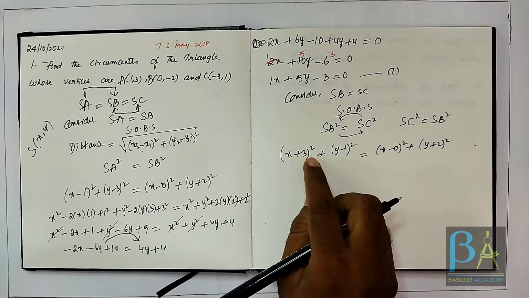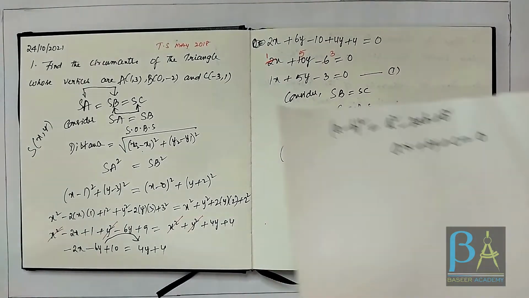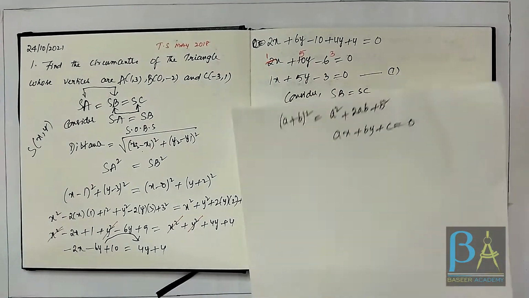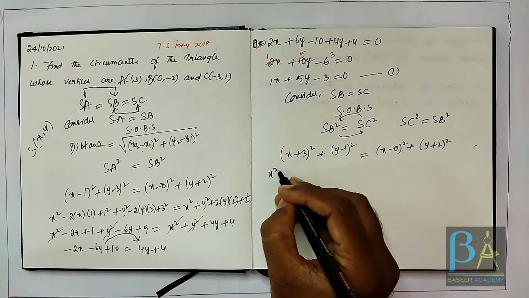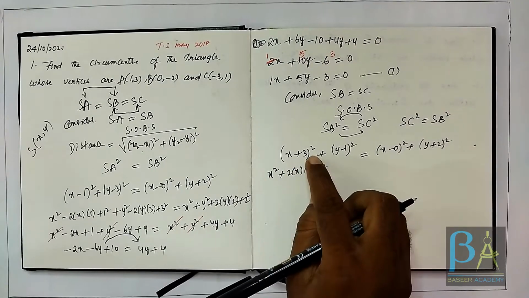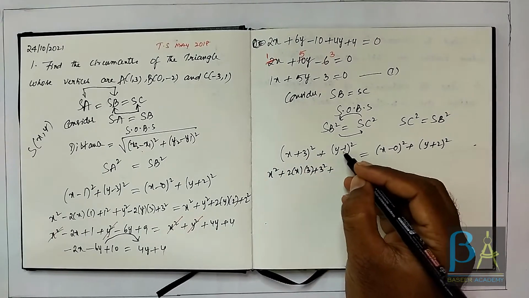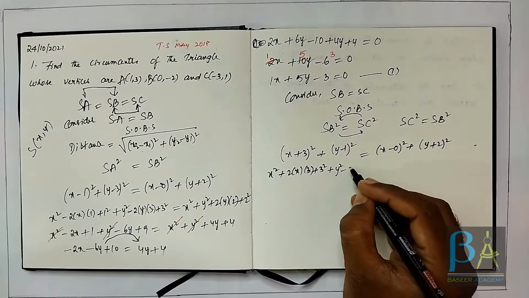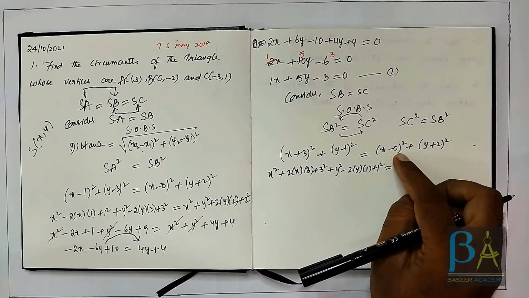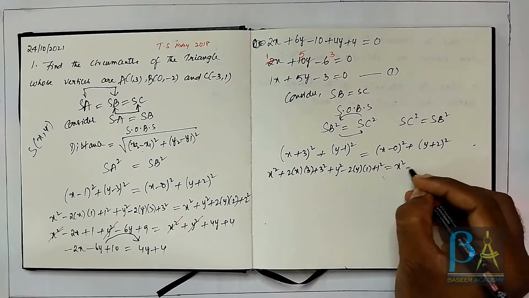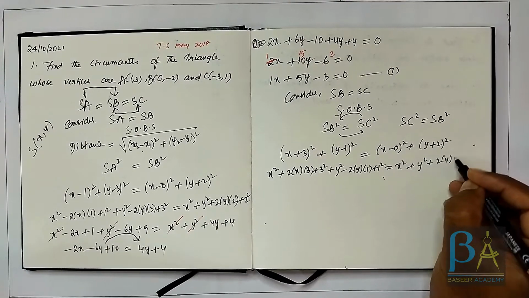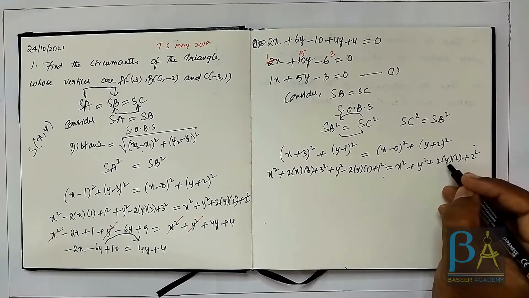Now I'm going to use the a plus b whole square formula to expand it. And what is a plus b whole square? A plus b whole square is a square plus 2ab plus b square, isn't it? Here I'm going to use the a minus b whole square formula, which is a square minus 2ab plus b square. X minus 0 is nothing but x itself, so this becomes x square, and then the a plus b whole square formula, which is a square plus 2ab plus b square.